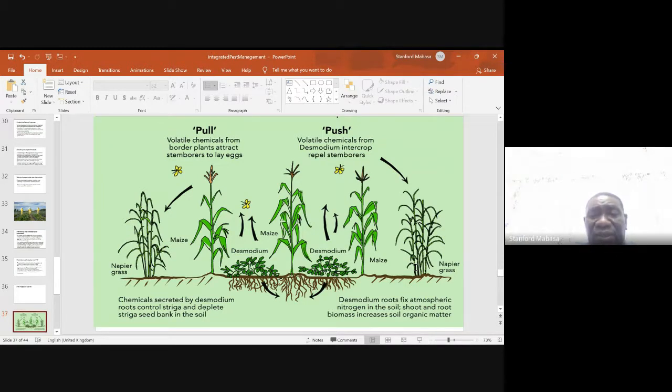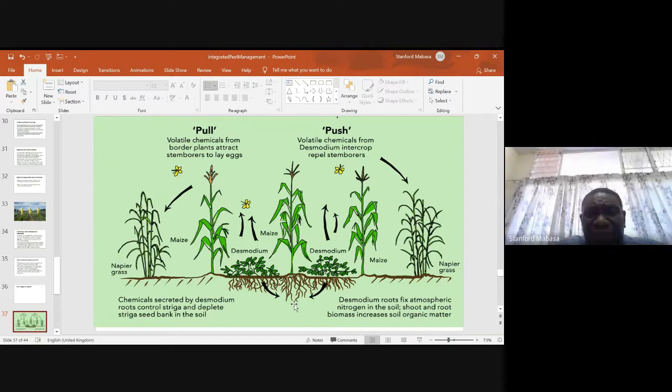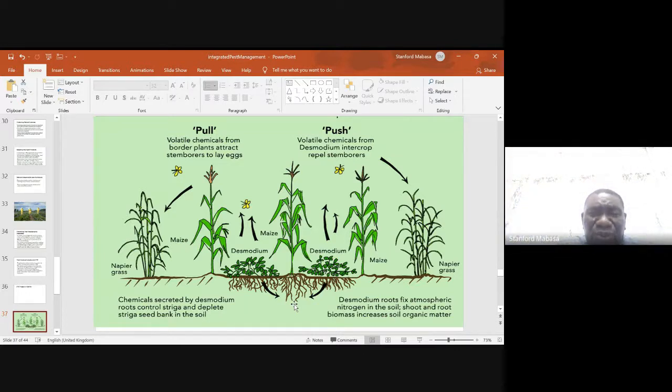On the other hand, there is also striga in the system. So in order to solve the problem of stem borers and the striga, it was proposed that intercropping could be used. That is growing maize together with a leguminous plant called desmodium. So desmodium was grown in between maize crops.